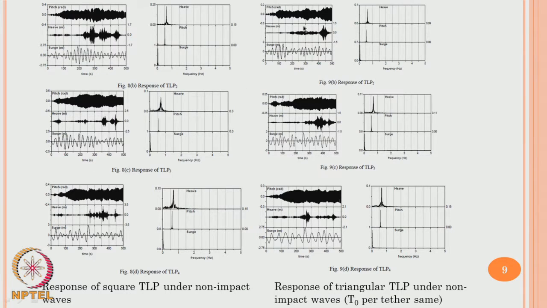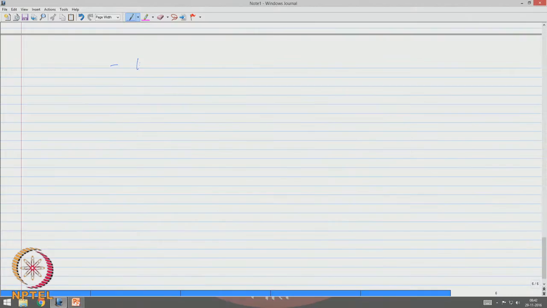If you compare the heave response for different TLPs at different water depths, one can also see that the heave response increases again with increase in water depth compared to TLP 2, 3 and 4. TLP 3 is at 600 meter, TLP 2 is half of that, TLP 4 is double of this. So, one can very easily see the water depth increase also increases the stiff degree of freedom, which is heave response. So, heave response in both square and triangular shows burst phenomena.